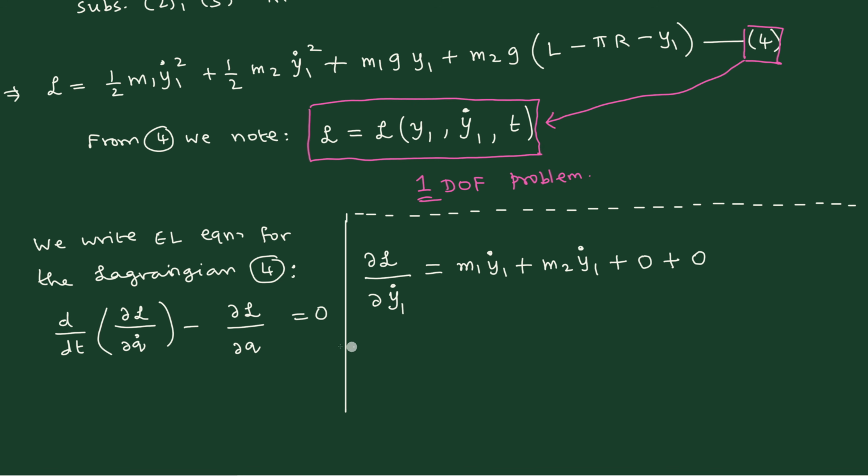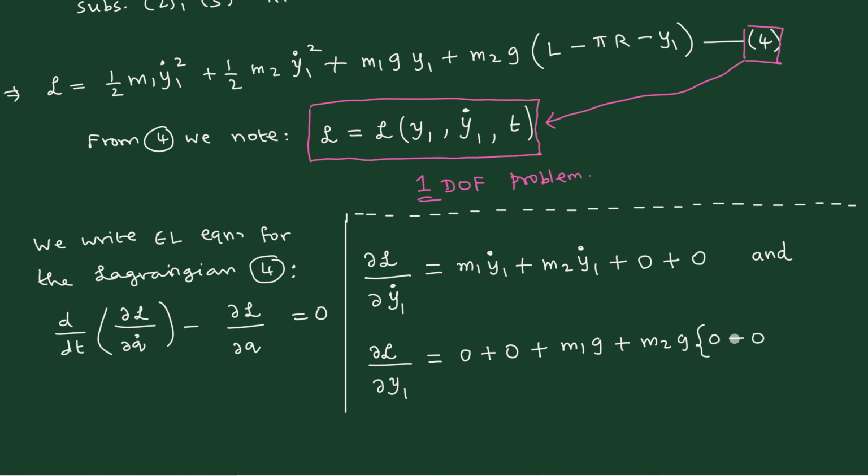Then what is the other derivative that you want? We need ∂L/∂q. And now what is q? q is y1. So ∂L/∂y1 equals, let us differentiate this. The first term does not contain y1, and therefore the derivative is 0. For the same reason, the second term is also 0. The third term will give you m1 into g. Then the next term will give you plus m2 into g into, you have l. l is a constant, so the differentiation is 0.